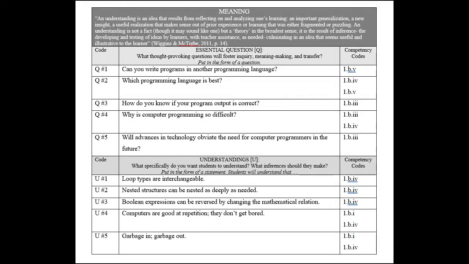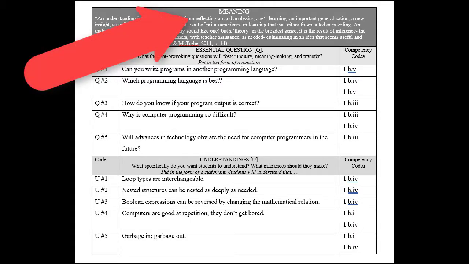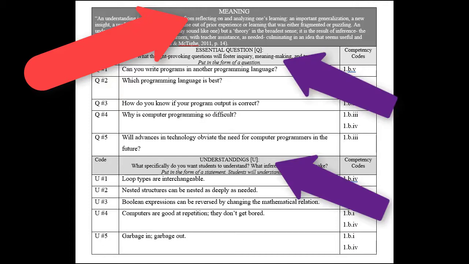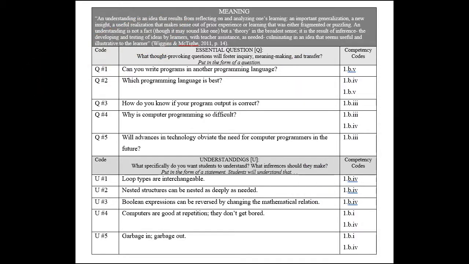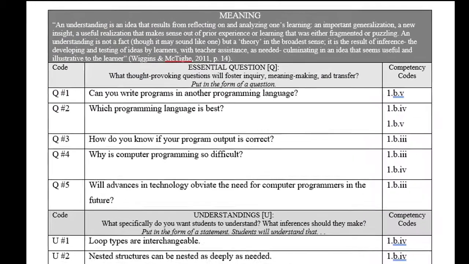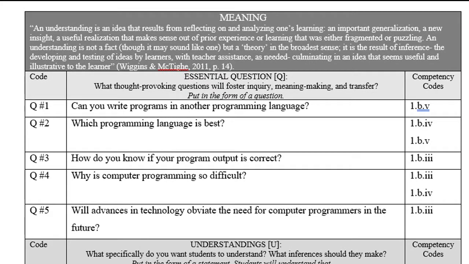The next type of goal is a meaning goal. And these are broken down into 2 subsections: essential questions and understandings. Beyond just the mere facts and figures of a class, we want students to get some kind of meaning. What's it all for? Why are we doing it? And that gets to the essential questions part.